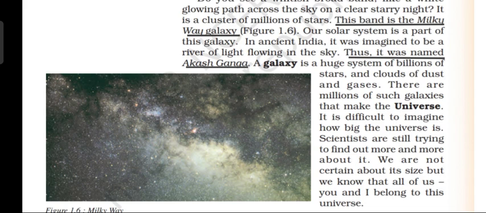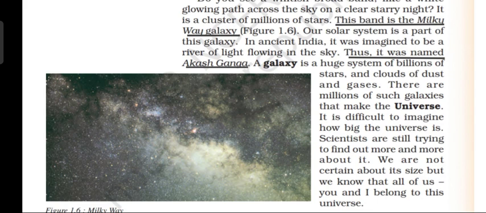So, children, what is the definition of a galaxy? A galaxy is a huge system where there are billions of stars, clouds of dust, and gases. So, a galaxy is made up of billions of stars, clouds of dust, as well as gases. And then the universe. The universe is made up of millions of such galaxies.